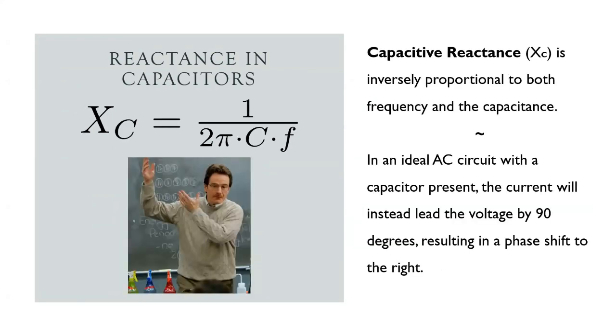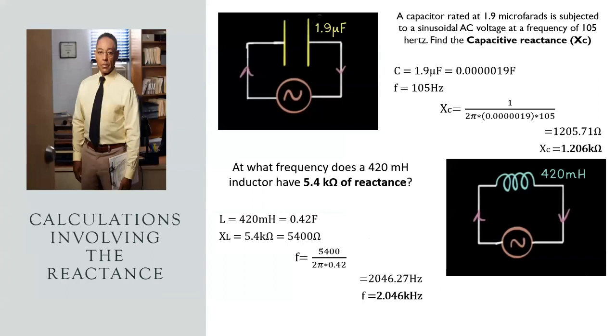Capacitive reactance is inversely proportional. So if we were to increase capacitance or frequency, our capacitive reactance will actually decrease. So they work opposite. In an ideal AC circuit, if we have a capacitor, the current will lead the voltage, so it does the opposite. It will phase shift to the right instead when we're talking about our frequency, angular frequency. I just have two calculations here to show you simply how it works.